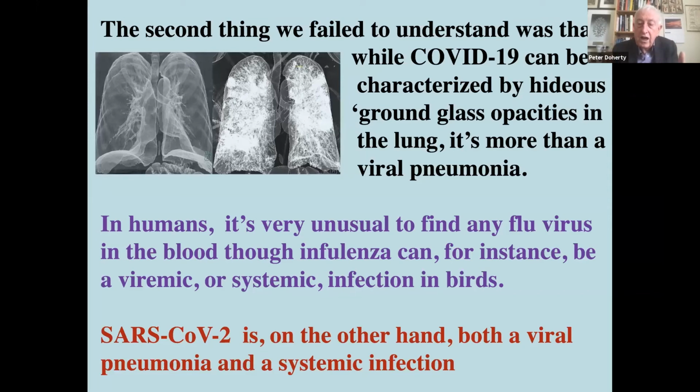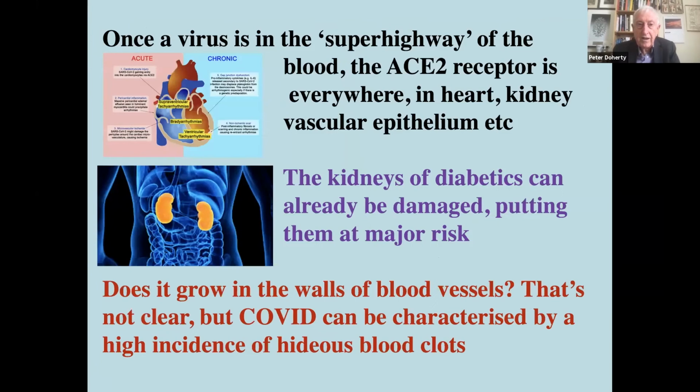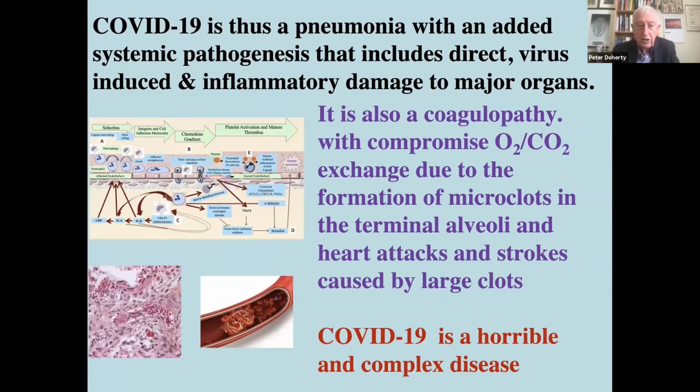And so SARS-CoV-2 is both a local respiratory infection, a viral pneumonia, and a systemic infection that gets around the body and the blood. And that's what makes it such a horrible infection, because ACE2 molecules are everywhere. What it's doing, it's causing blood clots. It's a coagulopathy. So the reason that CoV-2 patients are gasping for breath, other than those horrible opacities in the lung, is that there are microclots in the little blood vessels serving the terminal bronchi.